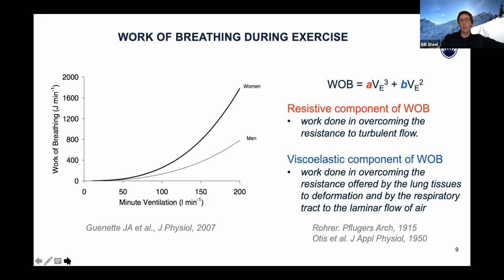Some people on this call are cardiovascular folks, so that would relate to the diameter of the vessel, in our case, the airway. So radius to the fourth power becomes very important if you're thinking of Poiseuille's equation. And then the other term here is the viscoelastic component of the work of breathing, and that's the work done to overcome the resistance offered by various tissues in the thorax. So we'll come back to the resistive component at the end. But nonetheless, high work of breathing with exercise.